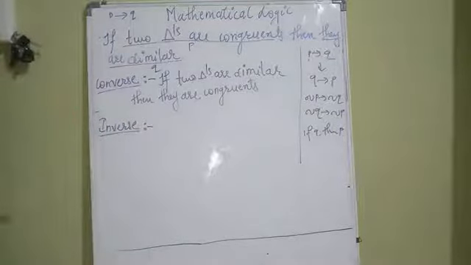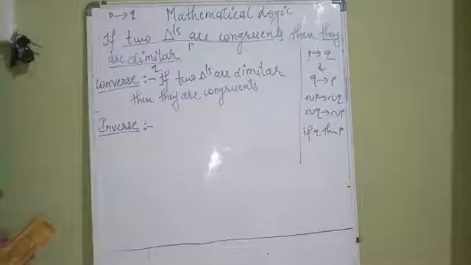Inverse means what? Negation of P implies negation of Q. So P means we have the statement "two triangles are congruent", and negation of P means we can write "two triangles are not congruent". Q means the statement "they are similar", and negation of Q means "they are not similar".